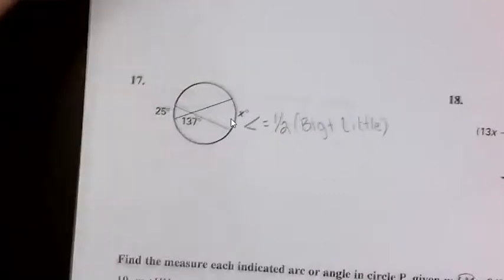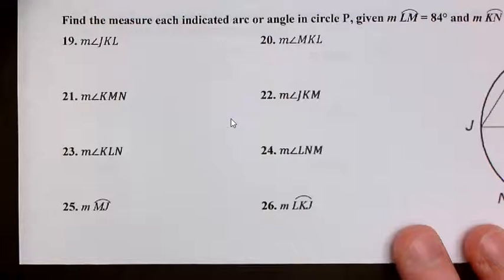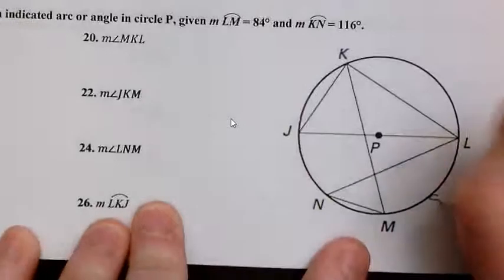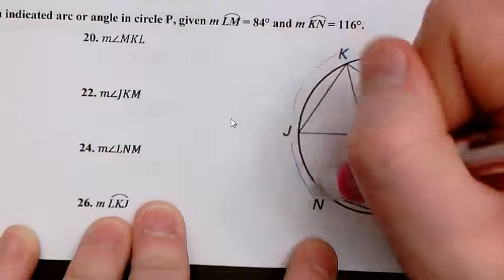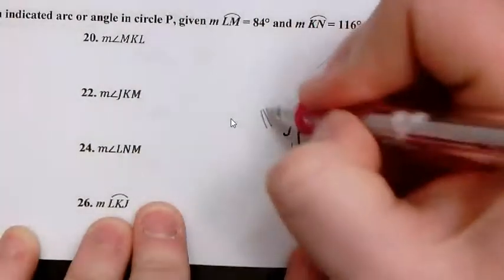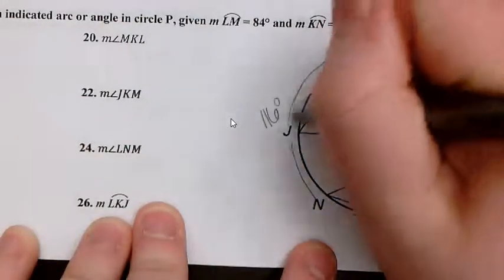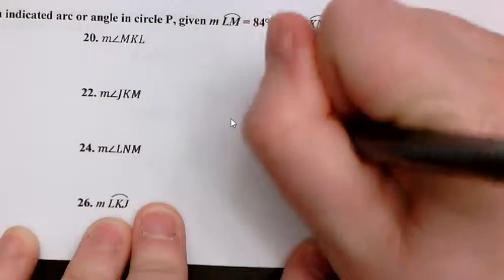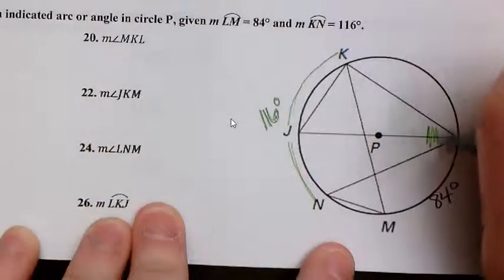And then 19 through 26 is inscribed angles and central angles, but mostly inscribed angles. They give you some arcs, so to be clear, LM is 84 degrees. KN, this whole length here, is 116 degrees, which means if I was to do my first inscribed angle, this is what I would do. This arc is 116 degrees. That angle is this whole guy right here.